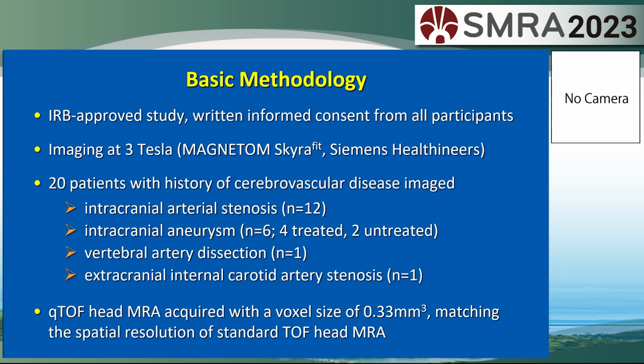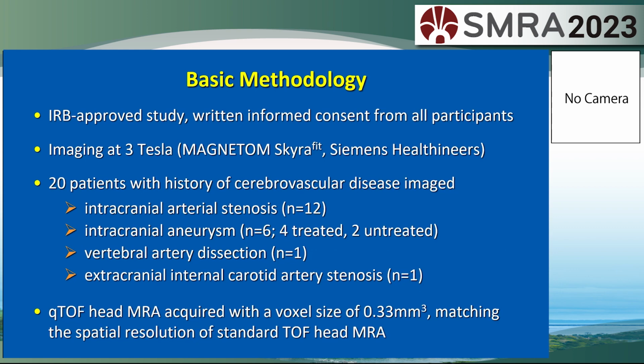And this was an IRB approved study, and written informed consent was obtained from all the participants. Imaging was done on a 3 Tesla magnet. We included 20 patients with a history of cerebrovascular disease, including patients with intracranial arterial stenosis, intracranial aneurysm, vertebral artery dissection, as well as extracranial internal carotid artery stenosis.